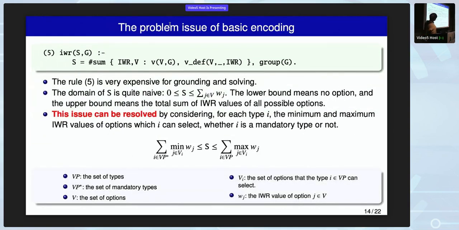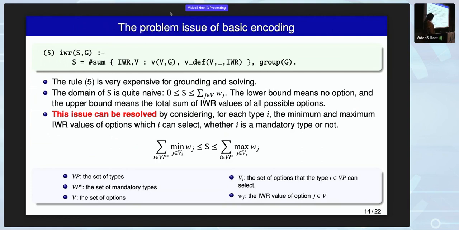The problem issue of the basic encoding is that rule 5 is very expensive for grounding and solving. The domain of S is quite naive. Again, S is the sum of IWR, the sum of IWR of options implemented by model G. The lower bound means no option, and the upper bound means the total sum of IWR values of all possible options.